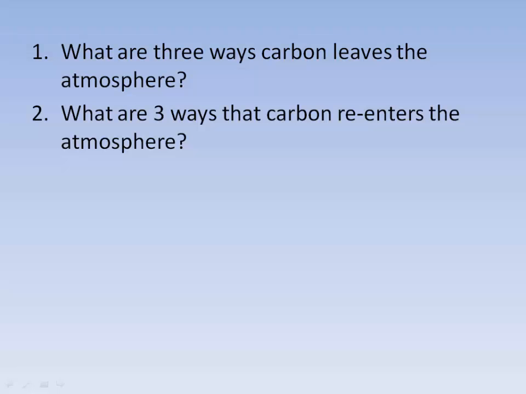So push pause, and when you're ready, push play and listen to the answers. What are the three ways carbon leaves the atmosphere? It leaves the atmosphere through diffusion into the ocean, photosynthesis by aquatic organisms, and by terrestrial organisms. What are three ways that carbon re-enters the atmosphere? It re-enters the atmosphere through diffusion from the ocean, respiration and decomposition of aquatic and terrestrial organisms, and also by burning fossil fuels.